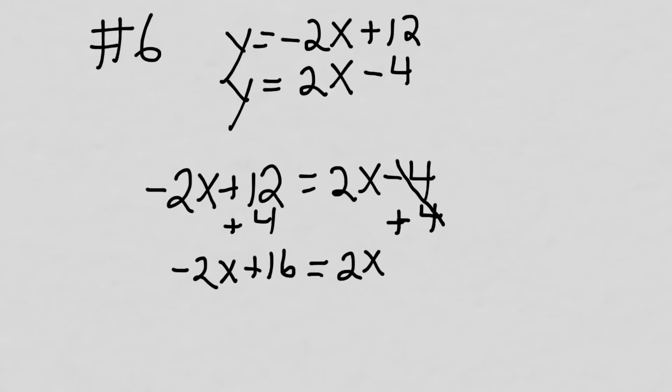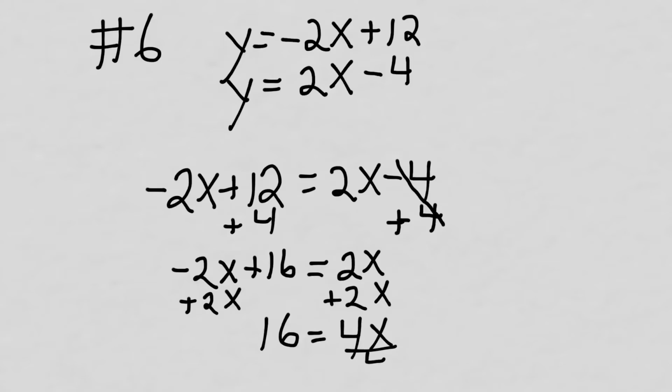Next thing I'm going to do is add 2x to both sides. Plus 2x. That way I get all the variables on one side and the numbers on the other. I end up with 4x on the right, and on the left I end up with 16. I divide both sides by 4, so these 4's cancel out, and I end up with x equals 4. So I'll write this up here on the right, x equals 4.